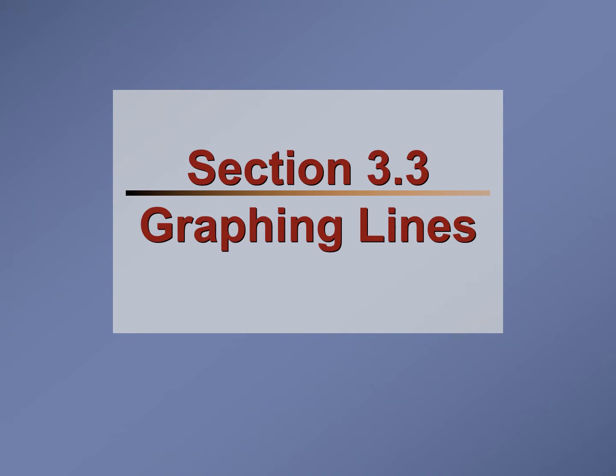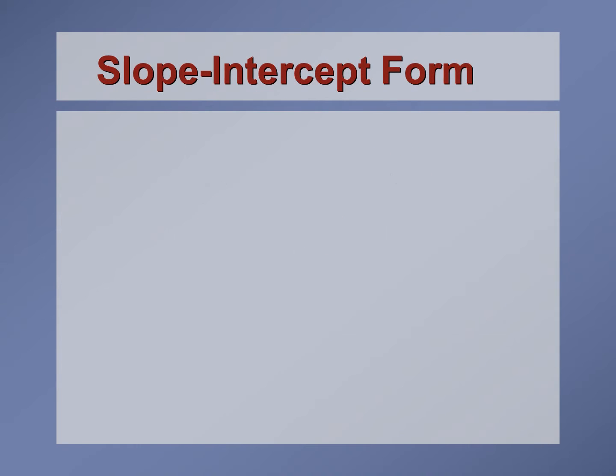Okay, we're going to cover section 3.3 in our BJU Press Algebra 2 textbook. We're going to take a look at graphing lines. So the first thing I want to introduce you to is what's called the slope-intercept form of a linear function.